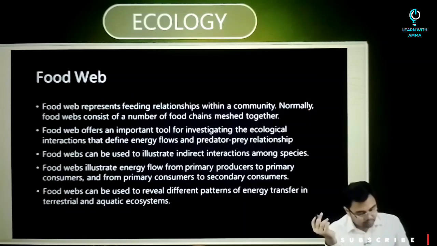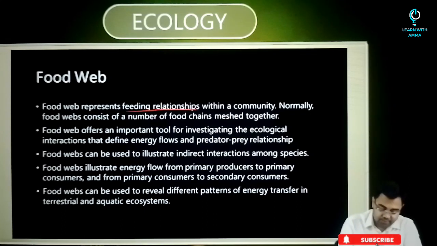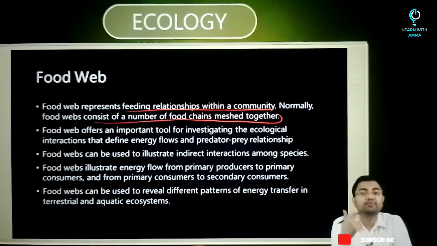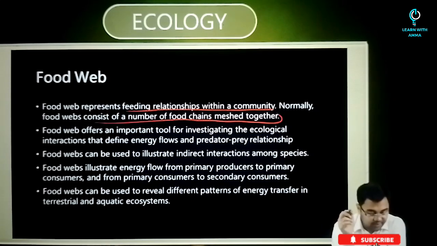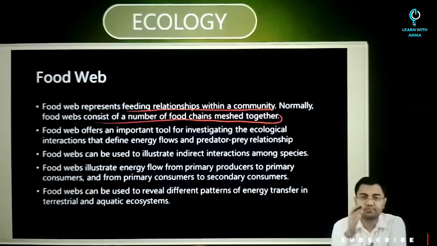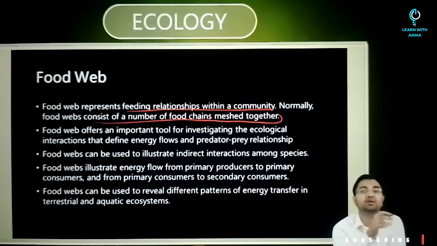Now, next we have the food web. And what exactly is a food web? A food web represents the feeding relationship within a community. Normally, food webs consist of a number of food chains meshed together. So why are we talking about food webs now? Just think of the idea of a food chain, that there is a chain from one plant to one animal to a second animal, and from the second animal to the third animal. So all this is happening in a very linear fashion.